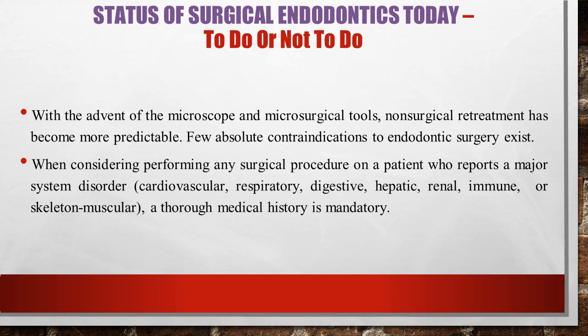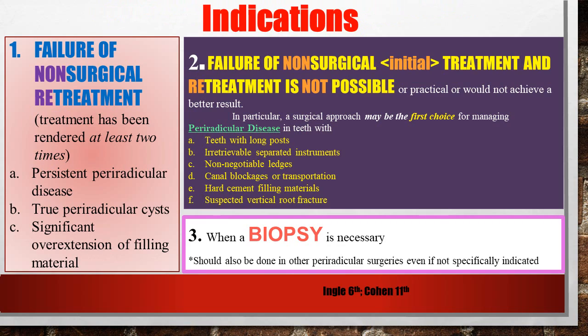However, if you are going to be considering a surgical procedure, you have to have a look as to whether the patient's systems are going to permit it. By systems, I mean the cardiovascular system, the respiratory system, so on and so forth. So, a medical history prior to surgery is very, very important.